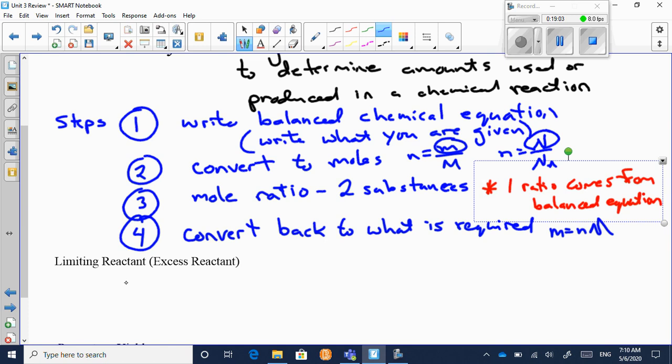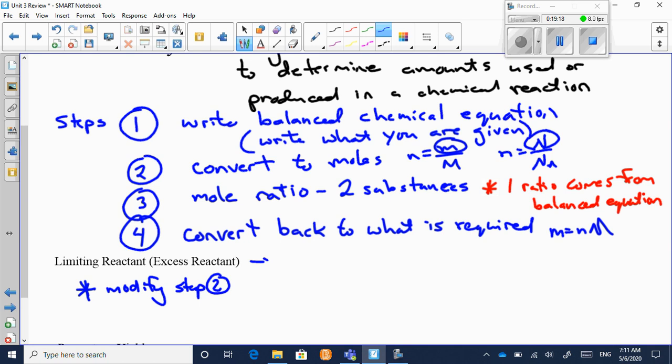Now, there were 2 little extra things that we talked about in stoichiometry, 2 extra lessons. And the first one is limiting reactant. And so I'm going to put a little star here, is that we've got to modify step 2 a little bit. So it means you've got to do a bit more work. You've got to modify step 2.